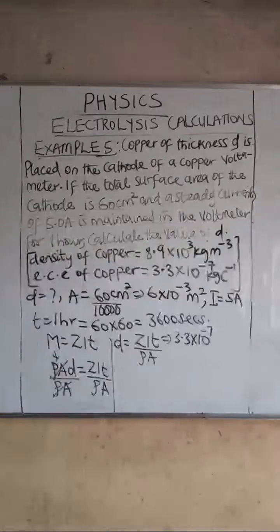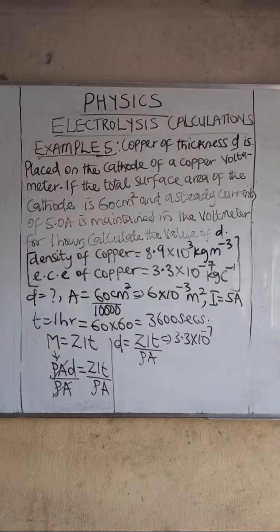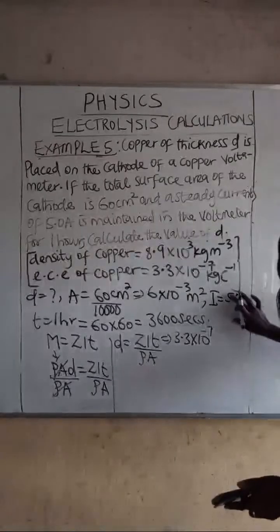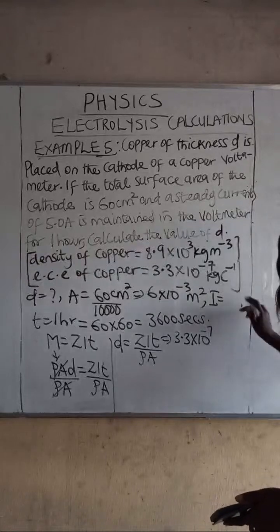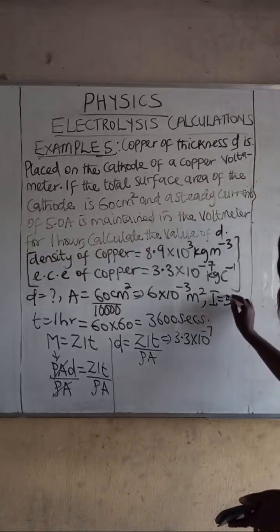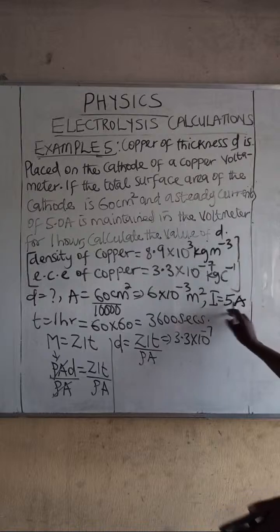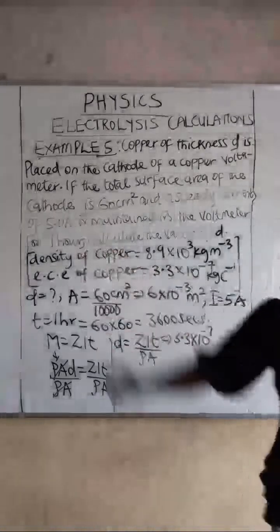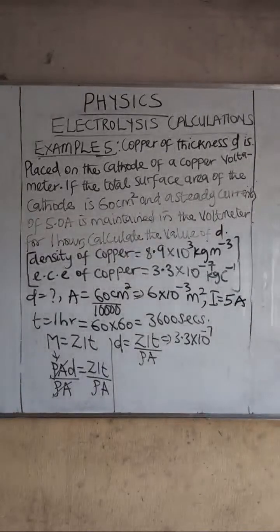Agiken, you ask what is I equals? It's not X, it's 5. This current is equal to 5 amperes, okay? That was what we have on the board. Current is equal to 5 amperes.